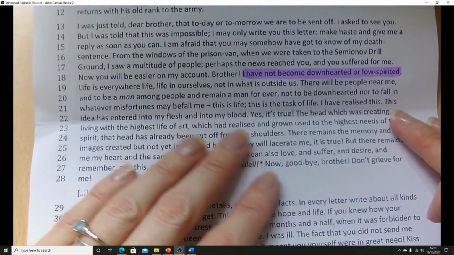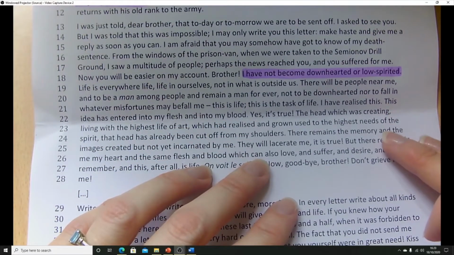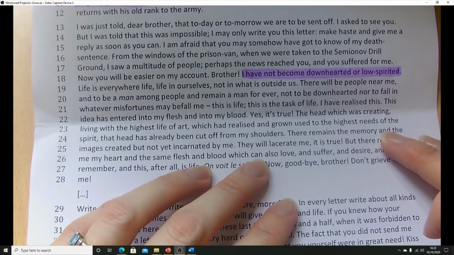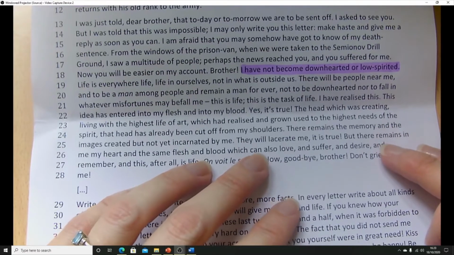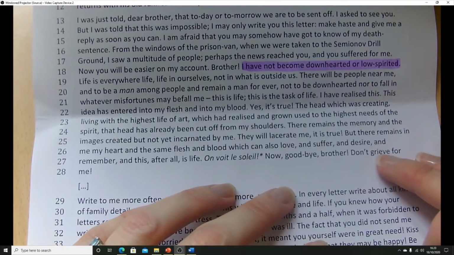Life is everywhere. Life in ourselves, not in what is outside us. There will be people near me, and to be a man among people and remain a man forever, not to be downhearted, nor to fall in whatever misfortunes may befall me. This is life. This is the task of life.